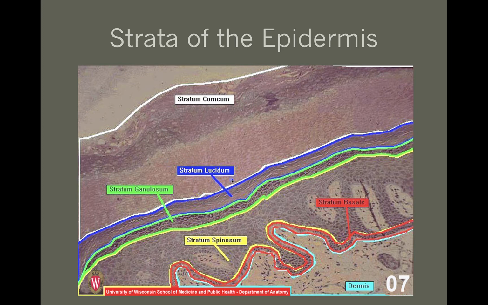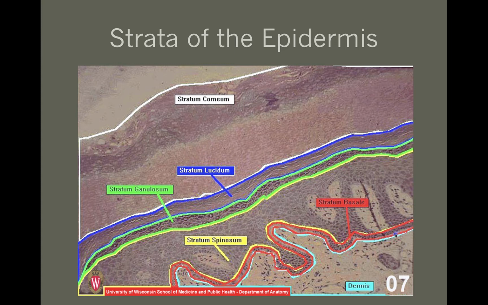Below that is our stratum lucidum here in blue. Now lucid means light, and we're going to go into this layer a little bit and where we see it and where we don't. Below that is the granulosum. Down here, a thicker layer is our spinosum, and then down here at the bottom is our stratum basale, and then we can see our dermis down here.